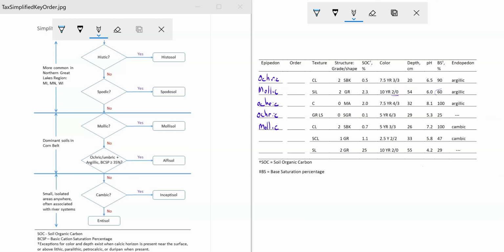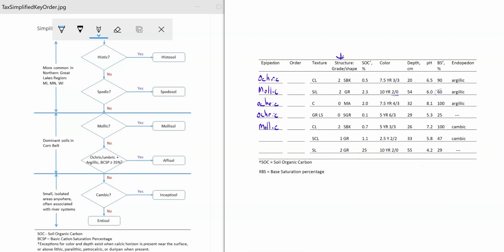In the last step, we identified the epipedons, the diagnostic horizons, using the characteristics of the structure, the color, the organic carbon, the depth, and the base saturation of the horizons. At this stage, and we use the dichotomous key to do that, now we're going to go to the next step and do the orders, identify the order.